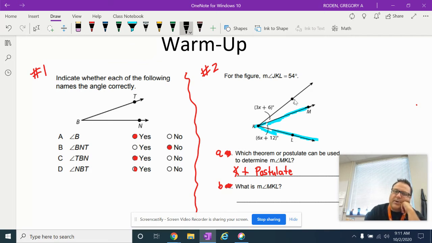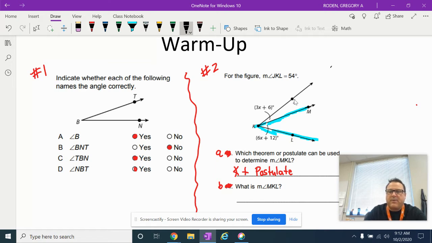So we know that if we take the measure of MKL and add it to the measure of angle JKM, the angle addition postulate says it's going to be the entire angle. And we actually know the measure of the entire angle. The measure of the entire angle JKL is 54 degrees. So we can write an equation here.